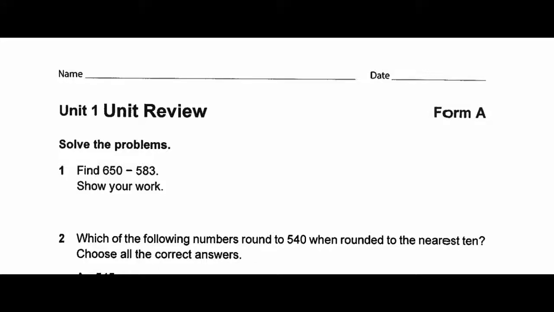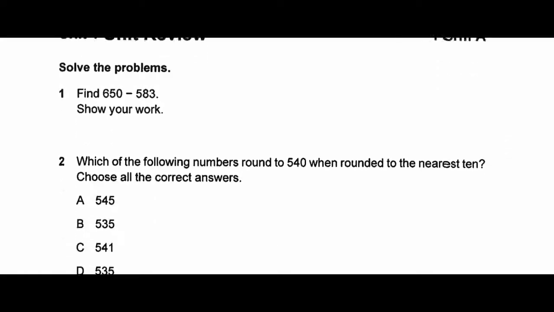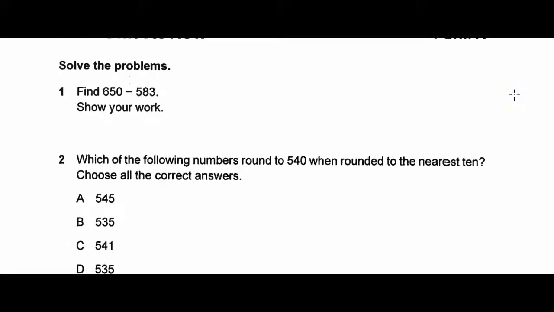All right, guys, this is your homework for week 12. Your math is just review from unit 1, which is lessons 1 through 3. For example, number 1, it says to subtract 650 minus 583. Obviously, you want to put the number at the top that's bigger.